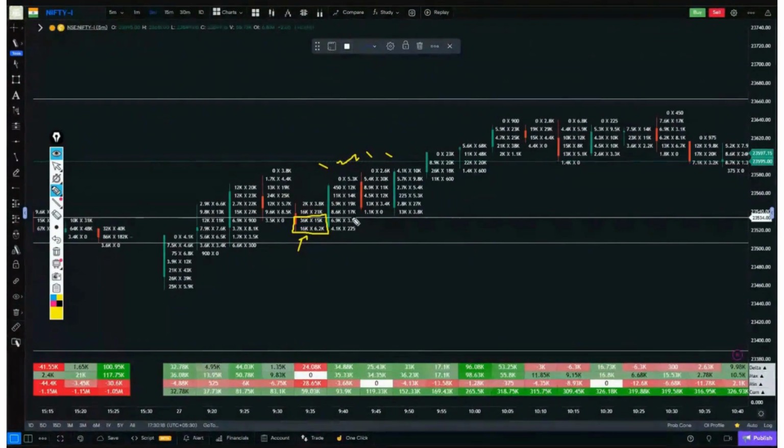17,000, 19,000, 14,000, 12,000. Meaning aggressive buyers stepped in. Selling was absorbed, and then again aggressive buyers came in significantly. The next candle has a positive delta. It's a red candle, but a positive delta. So it only looks red, but there was no selling inside.